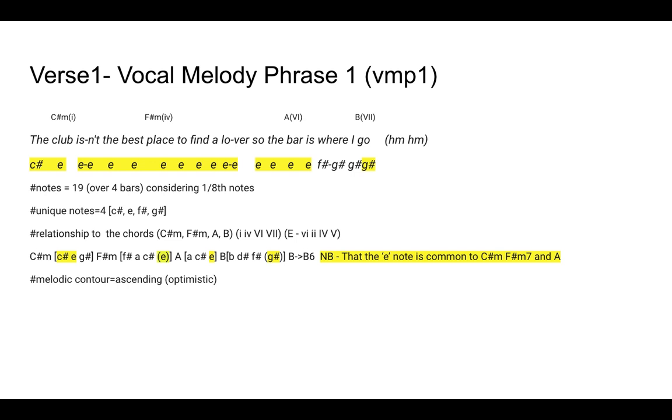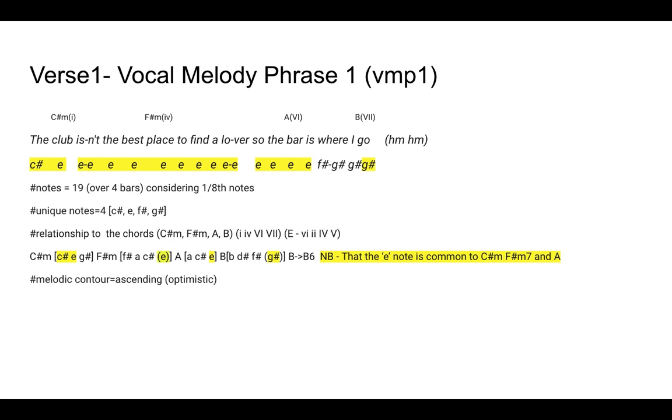So you can see now, if we look at the line, the club isn't the best place to find a lover. So the bar is where I go. Okay, he goes up right at the end. Okay, now is this an optimistic line or is it pessimistic? Is it happy or sad?